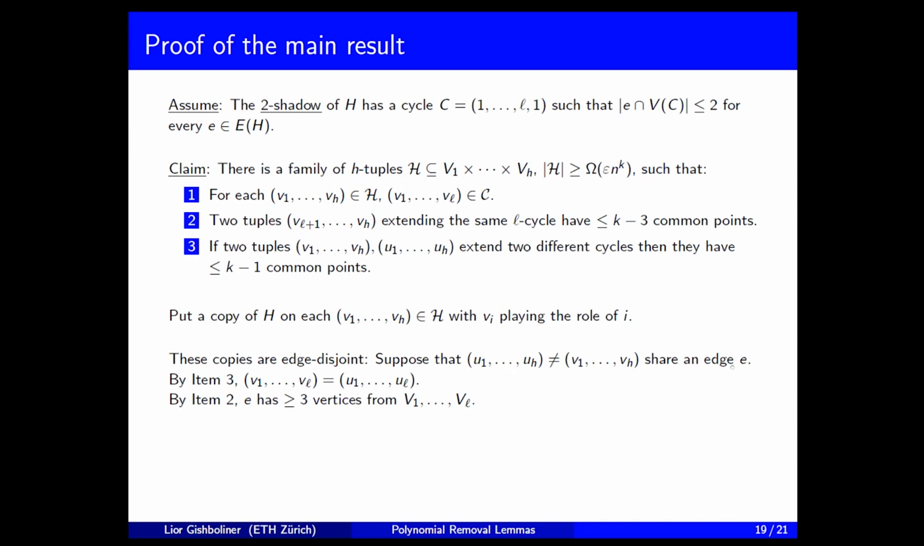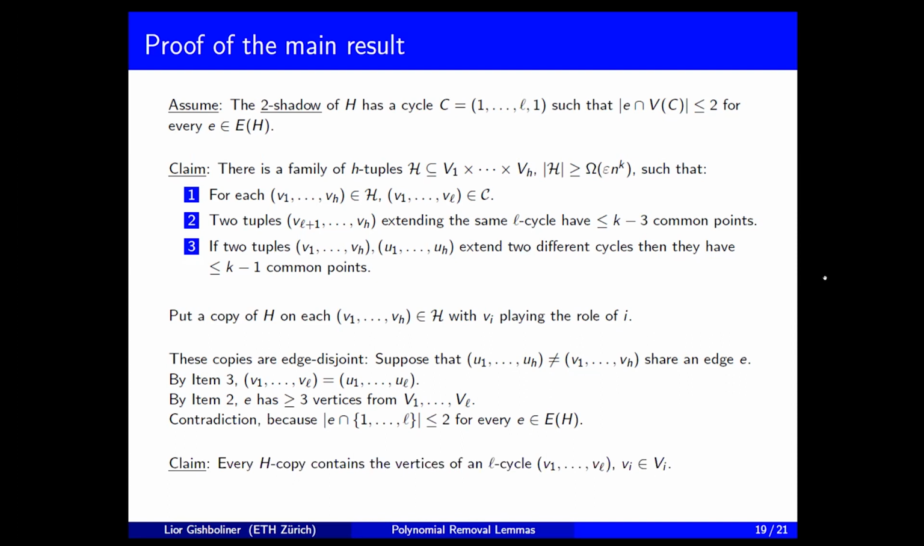So in other words, this edge E must have at least 3 vertices from the first L coordinates. But this is impossible, right? Because we assumed that every edge intersects this cycle, 1 up to L, in at most 2 vertices. So this cannot happen. So we see that the copies are indeed edge disjoint. And now we want to bound how many copies we have in total.